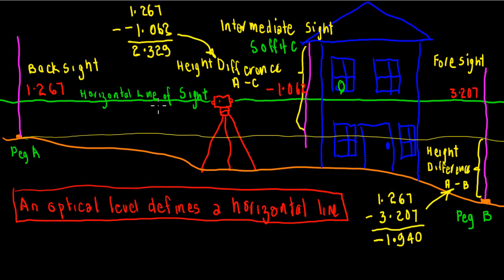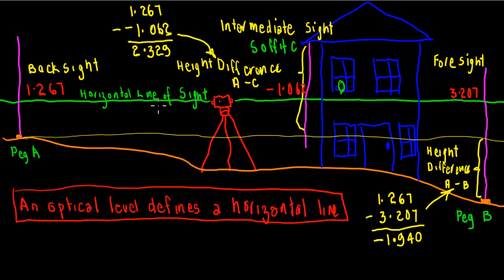So to work out the difference in height, we go the back sight minus the foresight. Here I've got 1.267 as the back sight, and the foresight is 3.207, and if we take them away we get minus 1.940, and that is the difference in height between A and B. It's got its minus sign there so that we know that it is below A.